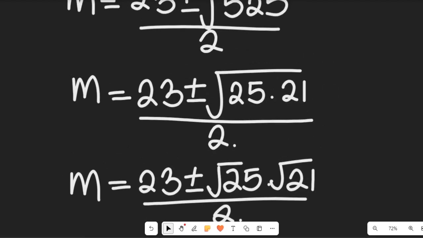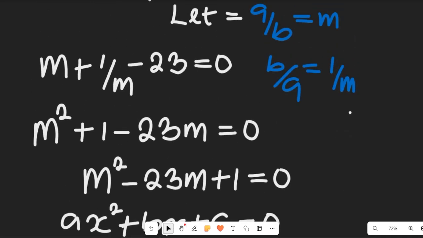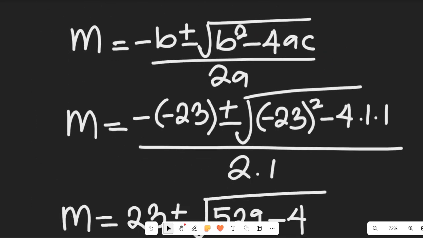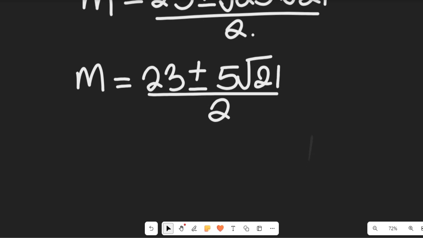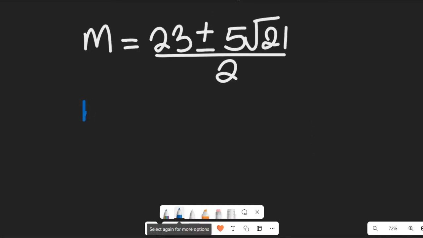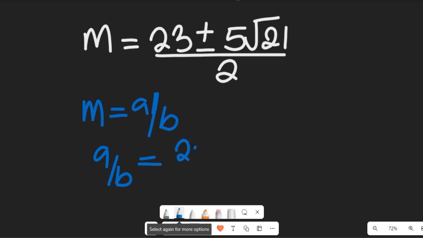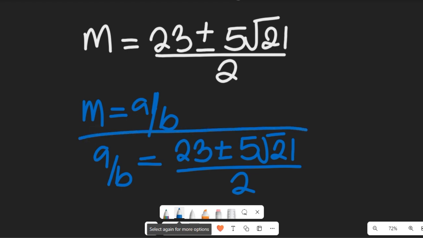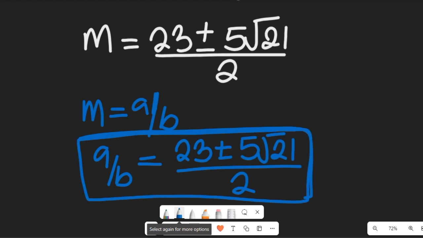So recall that we said our m is equal to a divided by b. So our a divided by b will be equal to 23 plus or minus 5 root 21, divided by 2, and this is the solution to that math expression given to us up there.